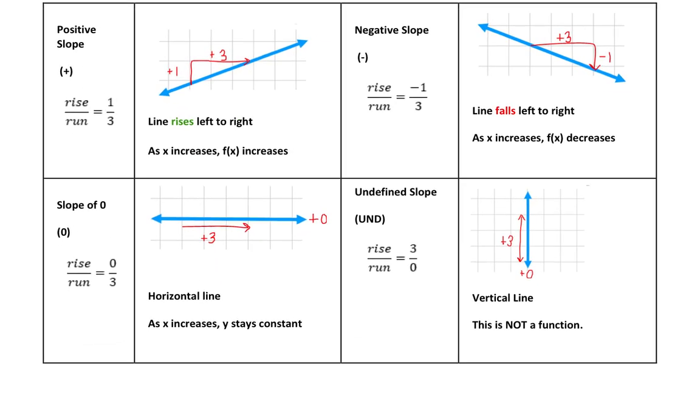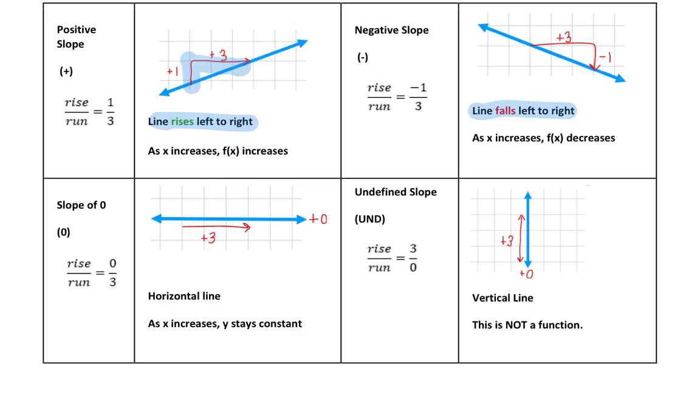So a positive slope rises left to right. All right, so I'm reading right here. It rises left to right. As x increases, f of x increases. So as we go up 1, we're going right 3. It's positive slope. Negative slope, the line falls left to right. As x increases, f of x decreases.